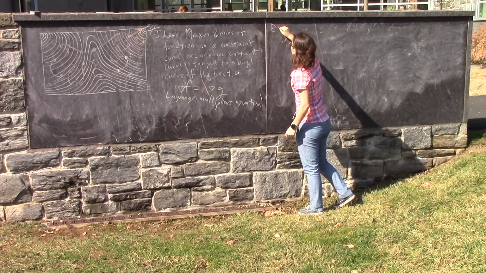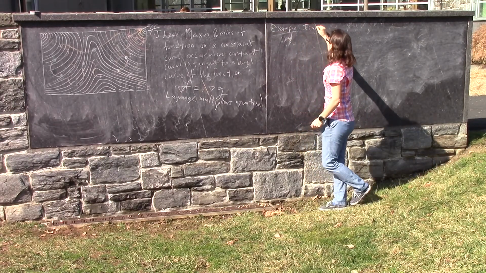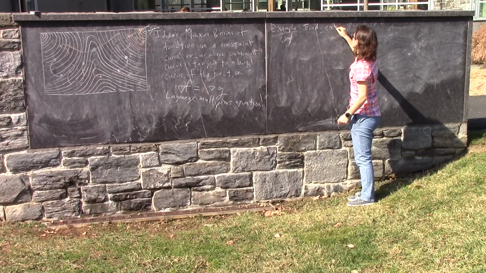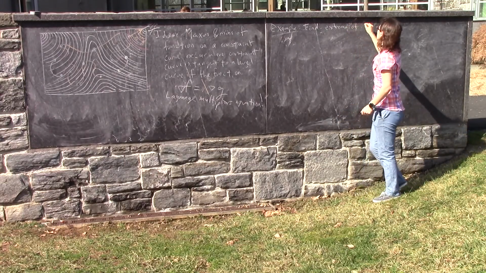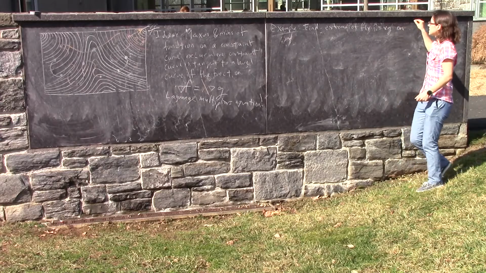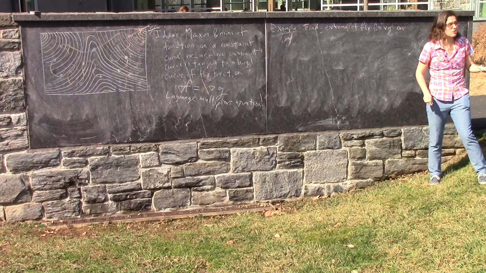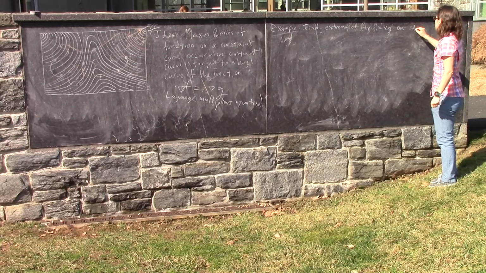So our example was to find absolute extrema of f of x, y equals x times y. In that case, it was the closed unit disk, but Lagrange multipliers only works for a constraint curve. So let's find it on the unit circle.